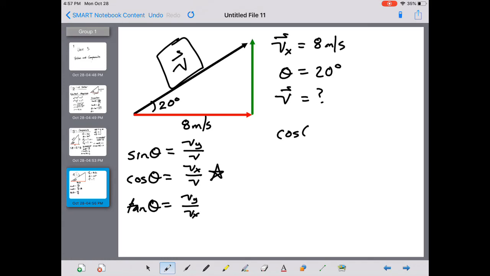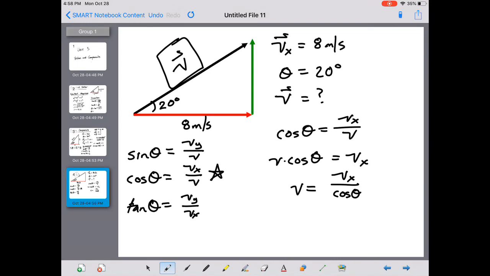So I say cosine of theta is equal to velocity in the x divided by velocity. Now, what I can do here is I want to rearrange for v. So what I do is I get v times the cosine of theta is equal to velocity in the x. Then I divide by cosine of theta to get v is equal to velocity in the x divided by cosine of theta. Now I can just plug in. Say v is equal to 8 divided by the cosine of 20. And we would plug that into our calculator, get an answer. So you can see that it's pretty straightforward to just solve for these when we have all of this information given to us. What we just need to get used to is working with these trig components here.